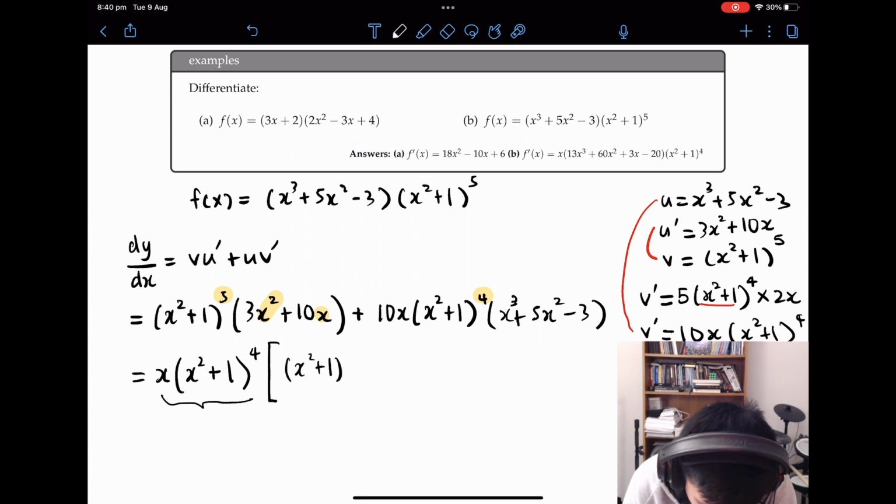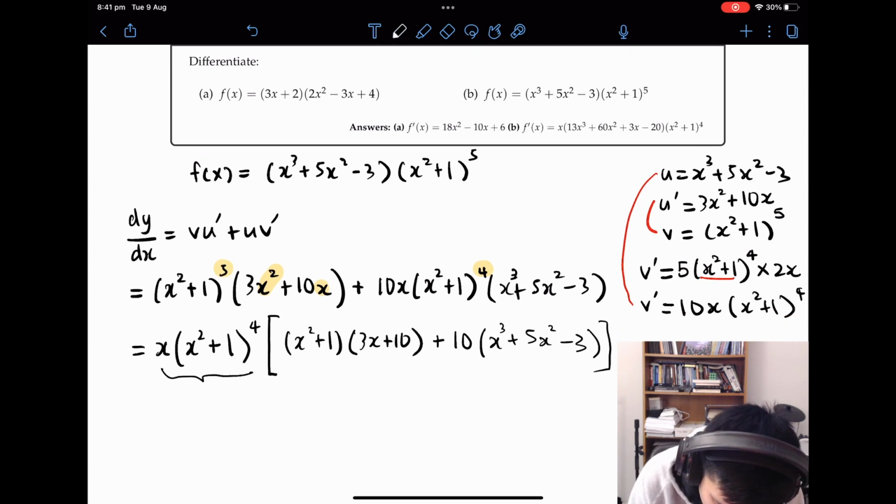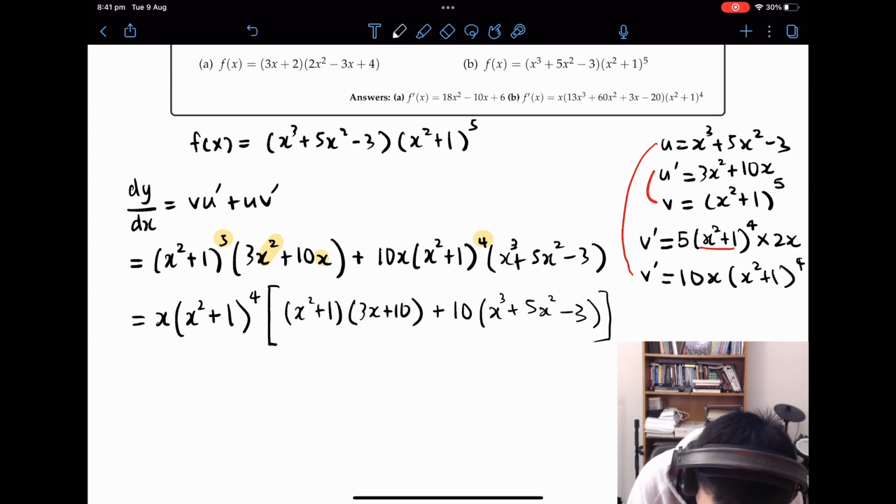And then, well, what else is left? We've already taken an x out of this bracket, and so what's left is just 3x plus 10. And then I've got plus, and I've taken the x out, I've taken the (x squared plus 1) to the power of 4, so the 10 stays there, and I've got x cubed plus 5x squared minus 3. And so let's keep simplifying this really big bracket. We've got (x squared plus 1) to the power of 4.